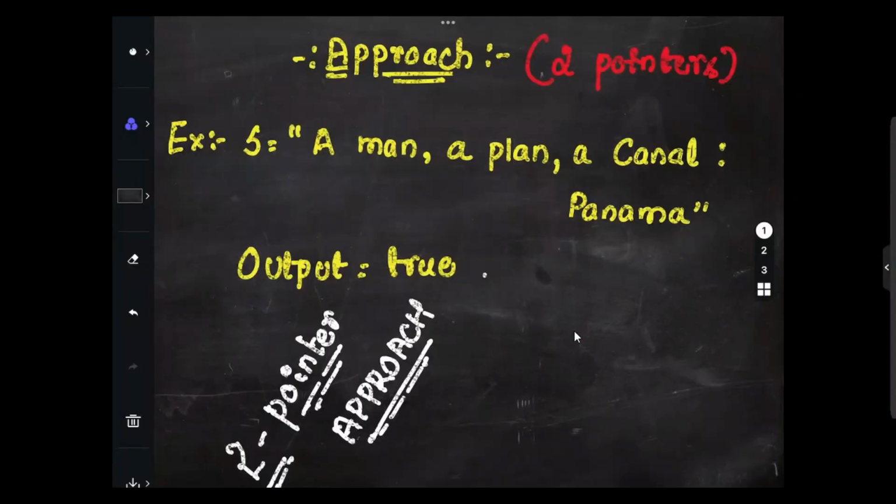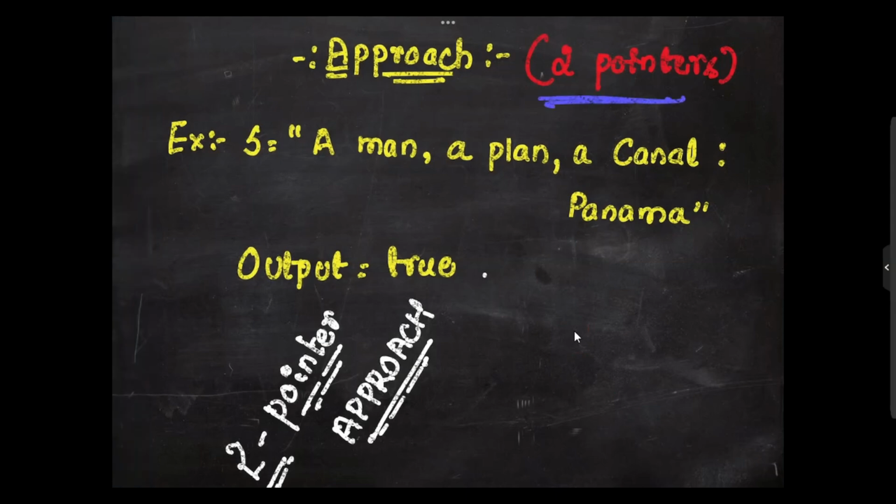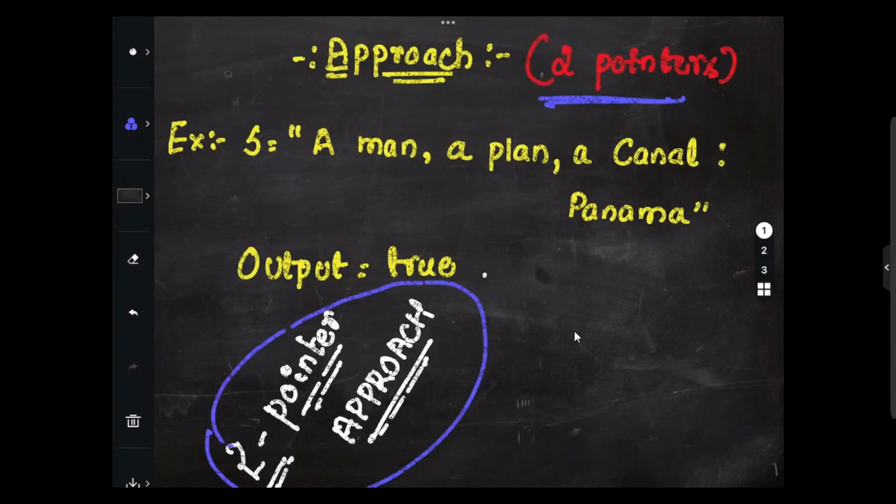Let's discuss the approach step by step. The first thing we need to consider is that we are going with the two pointers approach. I have considered the same example, the first example given in the question: a man, a plan, a canal, Panama. This one is true, because we have already seen the processed string.